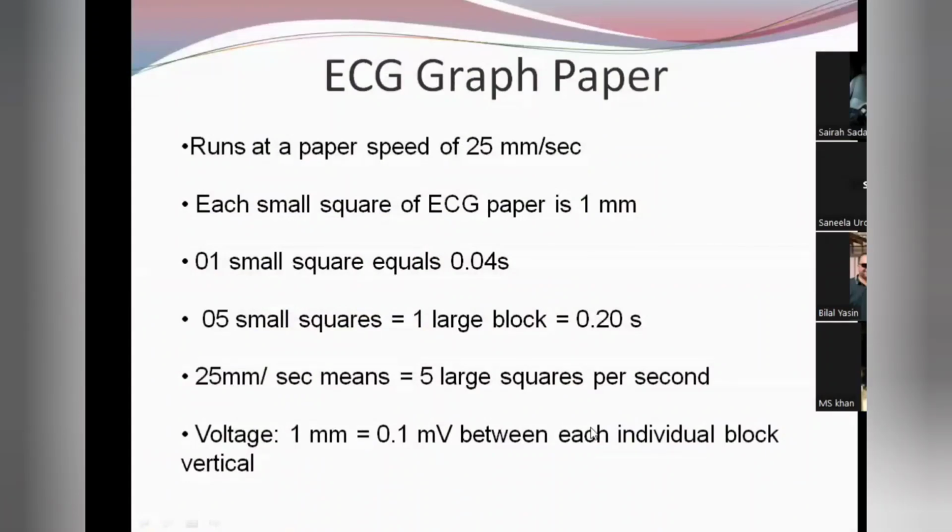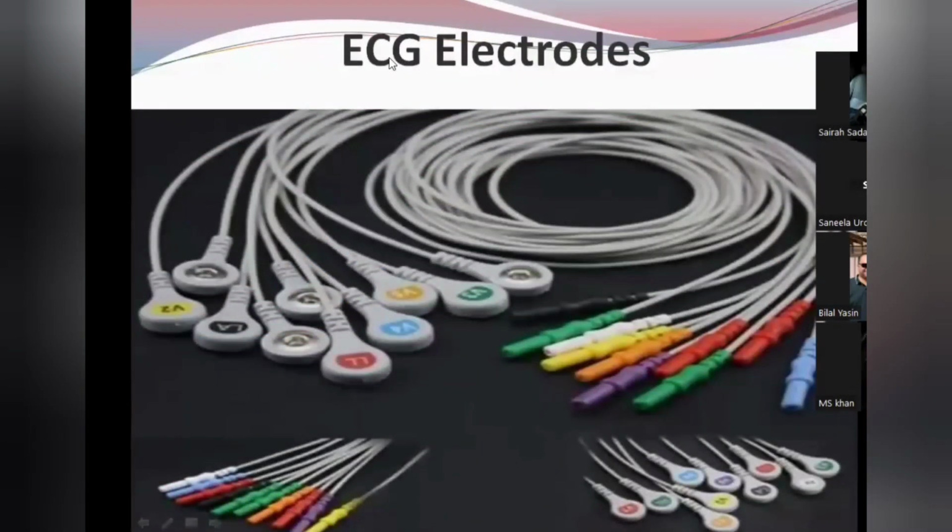So this is a final repetition of the ECG graph. It runs at a speed of 25 mm per second, which means that 25 small squares or 5 large squares have to cross in 1 second. Each small square is equal to 1 mm. Again, 1 small square is equal to 0.04 second, and 5 small squares or 1 large square is equal to 0.20 seconds. Now we will go to the ECG electrodes and then we will go to the leads.